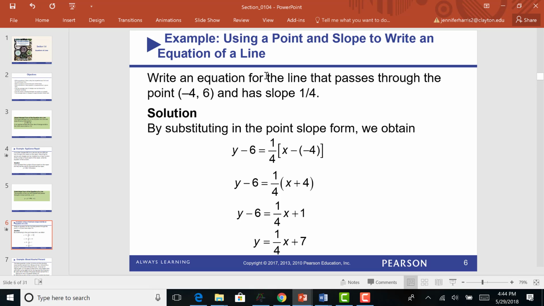Alrighty. All right, so let's do it. We're going to follow those steps to the T. That says identify x1, y1, and m. I didn't put a comma in between.